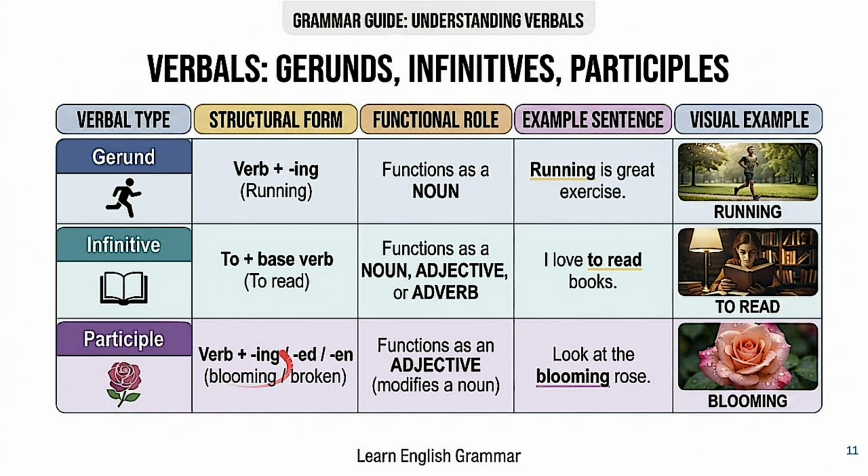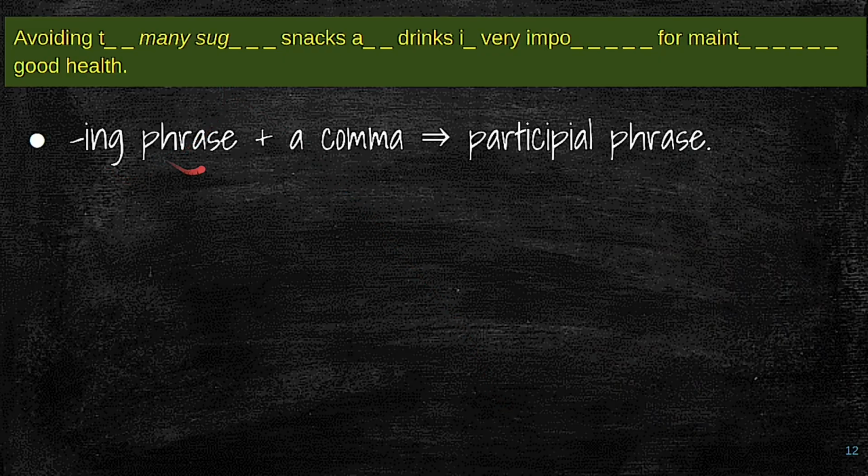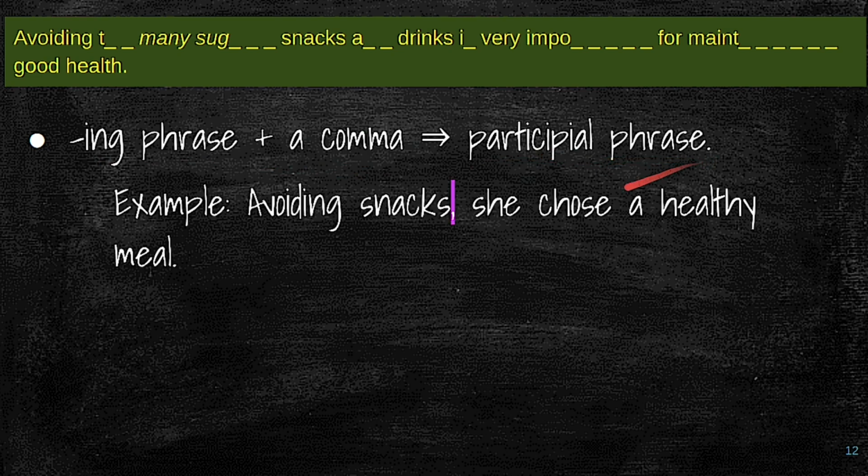A gerund functions as a noun in a sentence, while a present participle functions as an adjective. So how can we determine whether avoiding is a gerund or a present participle? If there is a comma after an -ing phrase, it is often a participial phrase. Avoiding snacks, she chose a healthy meal. Here, avoiding snacks describes she, so it functions as a participle phrase.